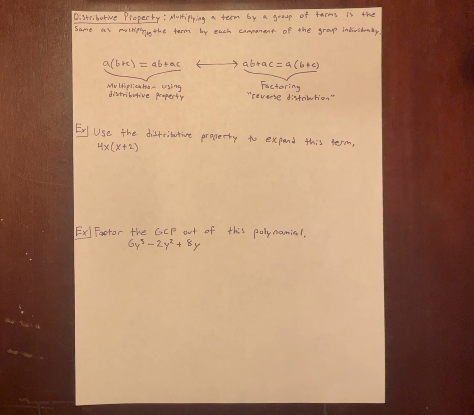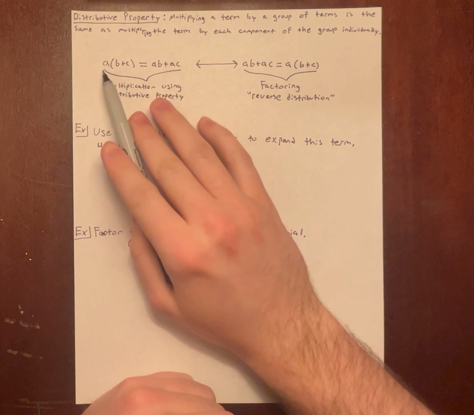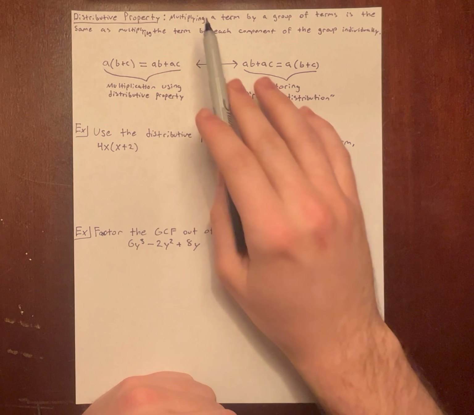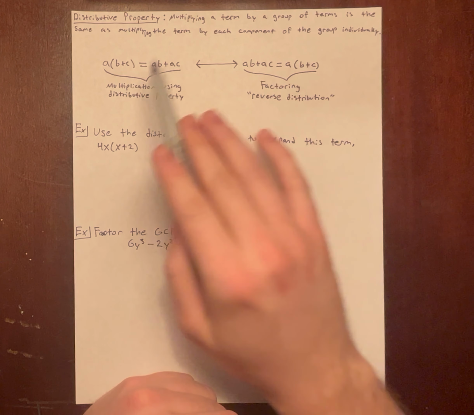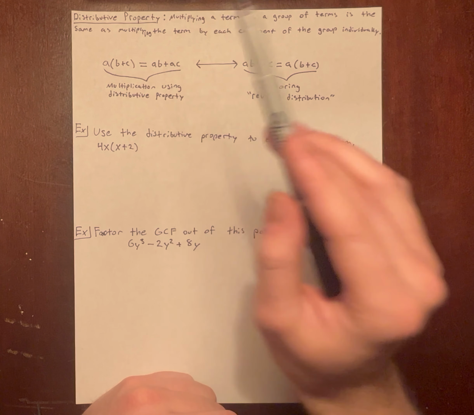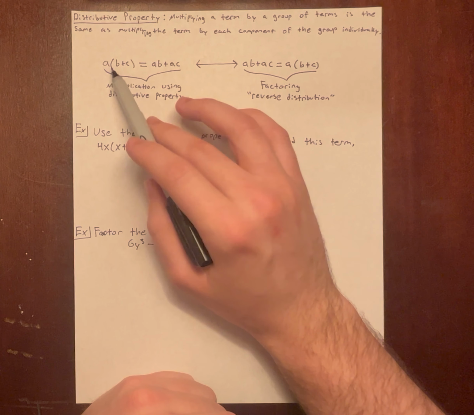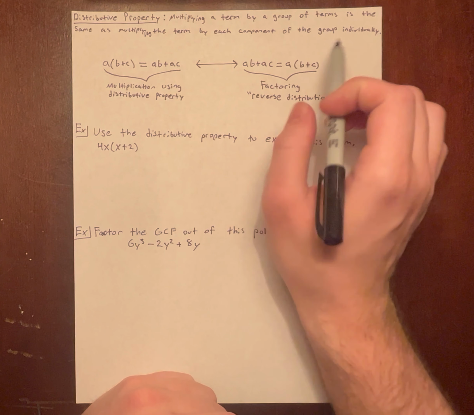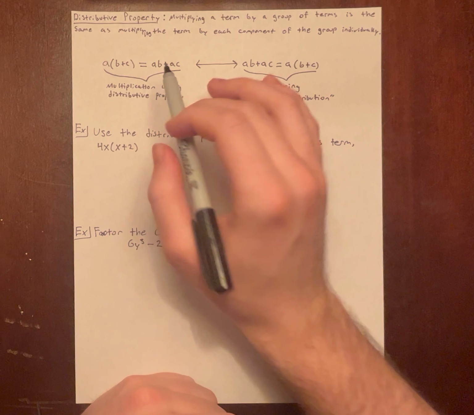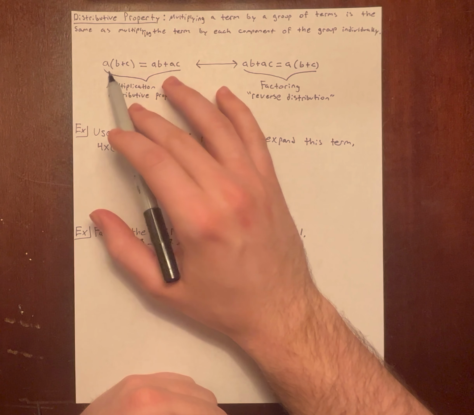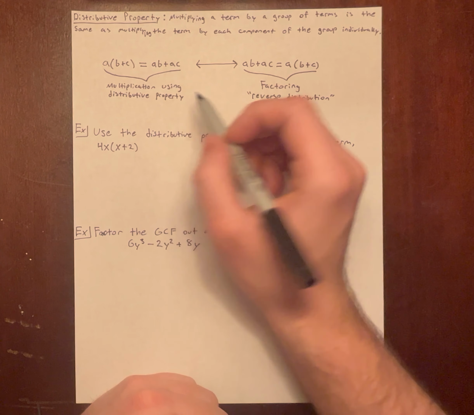And so that's very wordy. What that means visually with a picture is, if I have a times b plus c, this is multiplying a term, the term being a, by a group of terms, the group of terms being b plus c, which equals multiplying the term by each component of the group individually. So this is the same as this: a times the group b plus c is the same as a times b plus a times c.